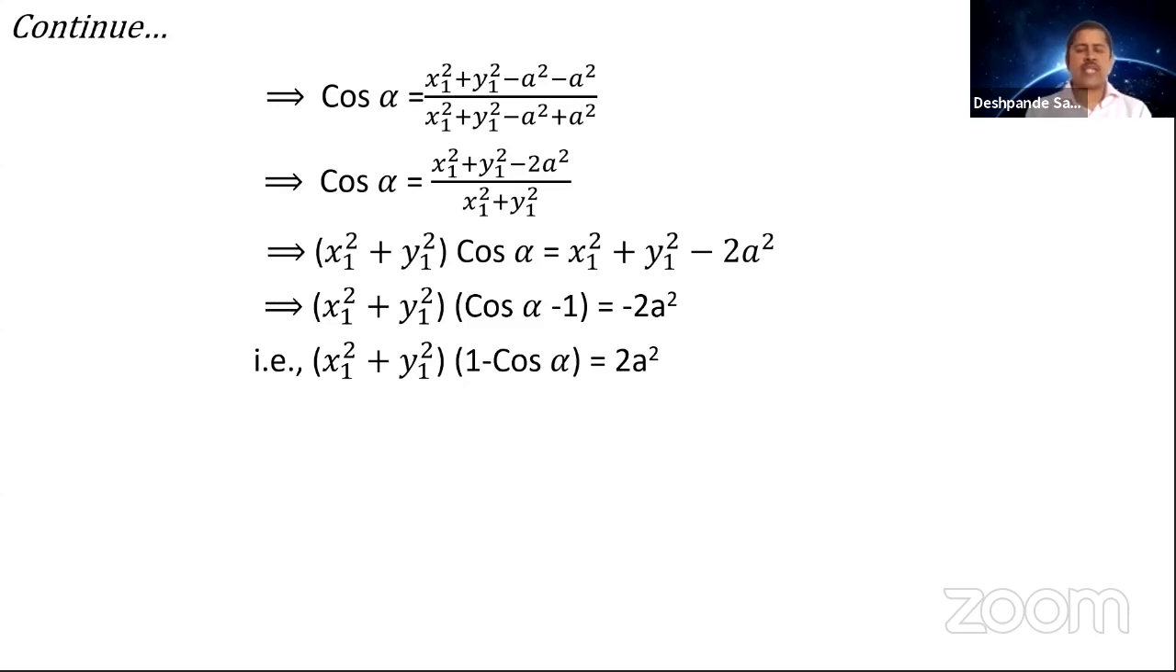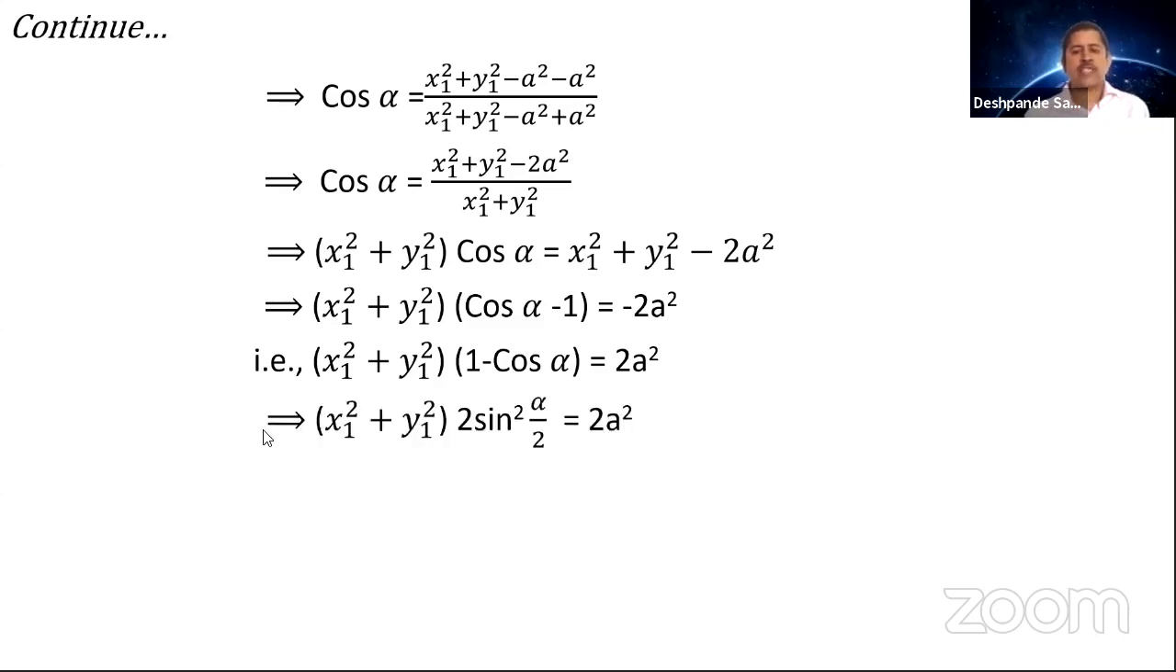Now remember children, what is the formula you have for 1 minus cos alpha? In your first year you have learned it. 1 minus cos alpha you can write as 2 sine square alpha by 2, from your first year trigonometry. So 1 minus cos alpha is 2 sine square alpha by 2.